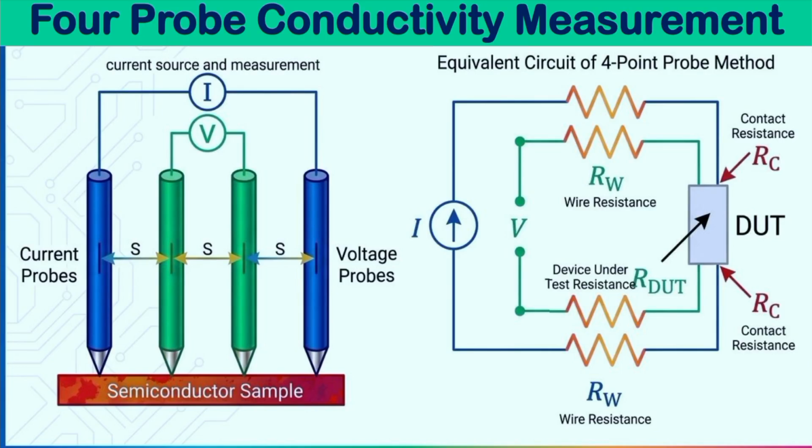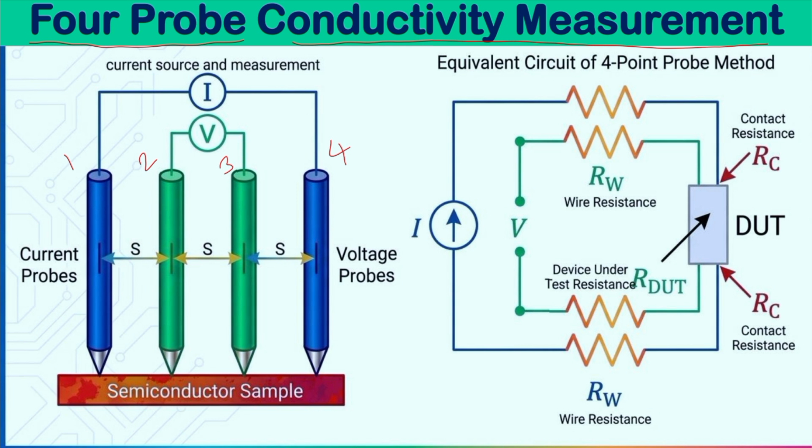In this video, we are going to discuss the four probe conductivity measurements. As the name suggests, four probe, the measurement setup will consist of four probes: probe 1, probe 2, probe 3 and probe 4. This four probe method is generally called an absolute measurement method.